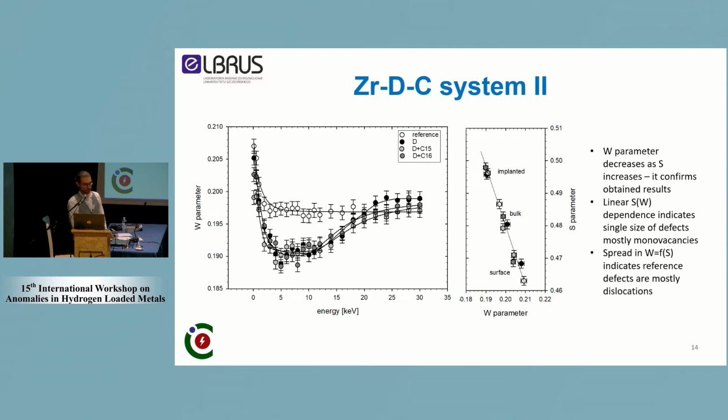We can analyze these defect types by looking at the S parameter over W parameter graphs. And we can see that all these points are basically on the same line. This gives us the idea that all these defects are of very similar sizes. I would also add that for the reference, we have 2 points that are extremely wide and separated. The widening of the position of these 2 dots shows that this type of defect is more of the dislocation type.